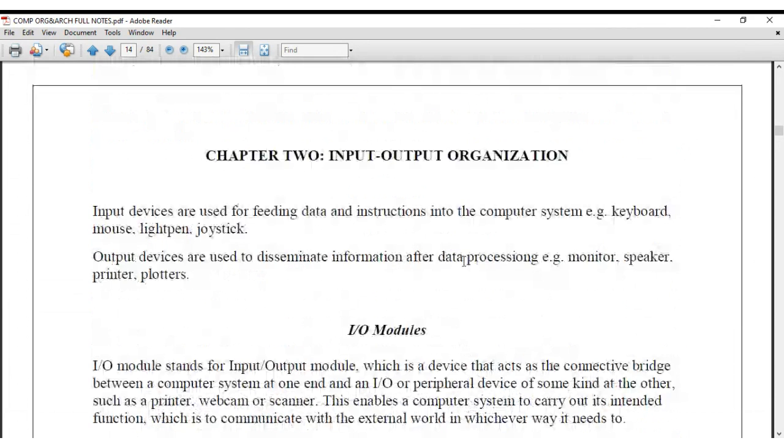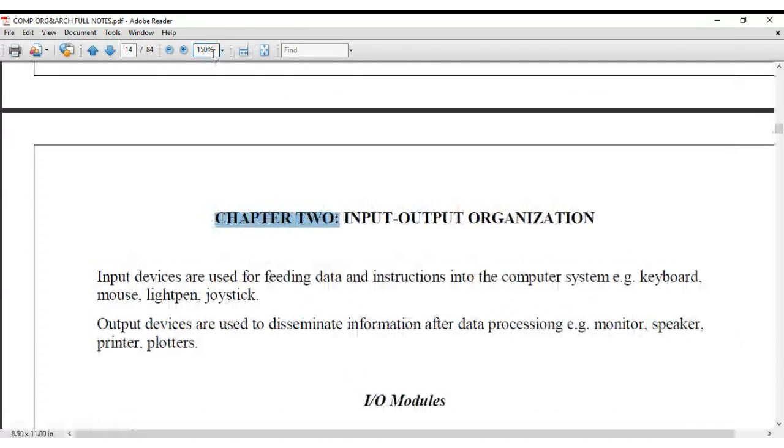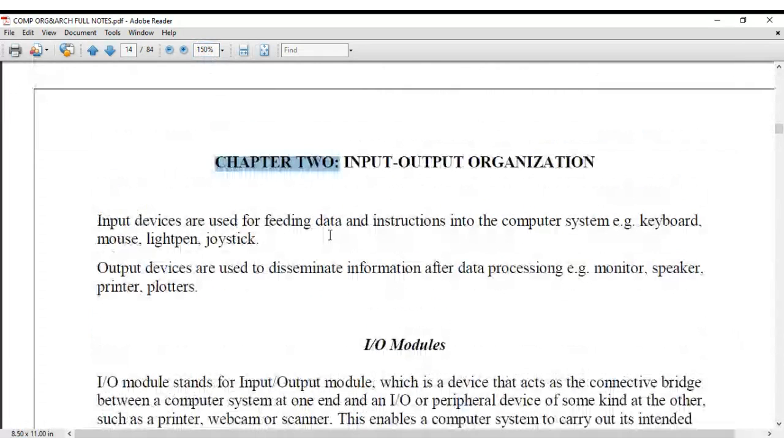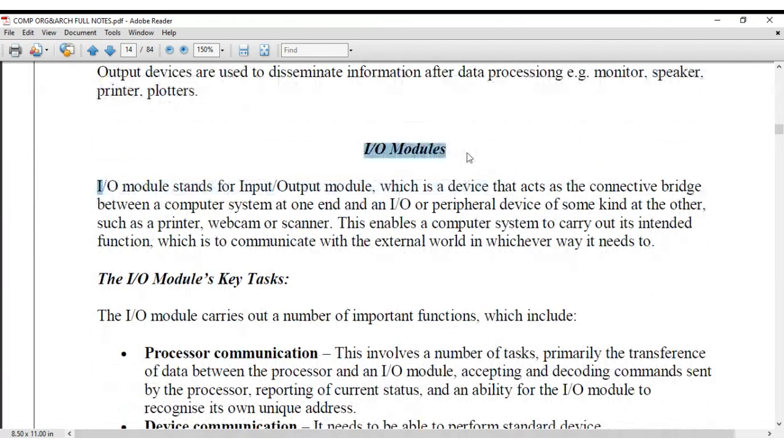And we were also able to introduce chapter 2, which is input-output organization, where we're going to be dealing with how the computer system treats input and output, and the different technologies involved in the same. And therefore, we were able to introduce input-output modules. We said what a module is. We said a module is an interface between an input cable and the computer system.